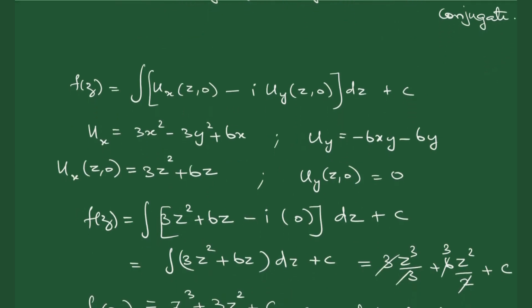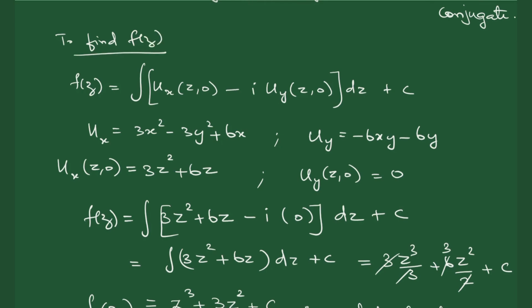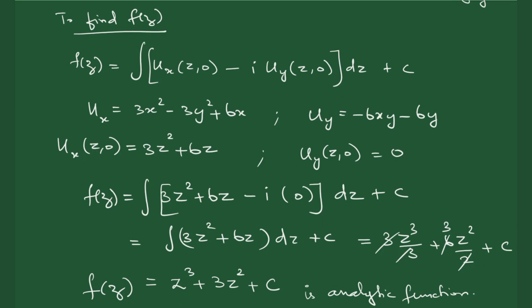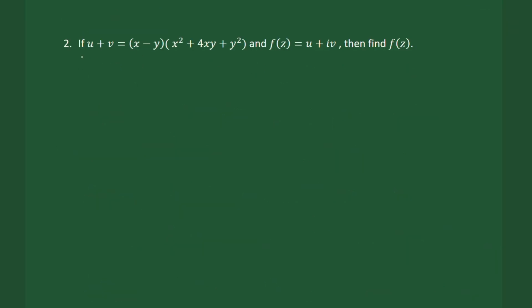After finding the harmonic conjugate, the last step is to find the analytic function f of z. So finally we have concluded the analytic function is f of z equal to z cube plus 3z square plus c. Now let us move on to the next question.